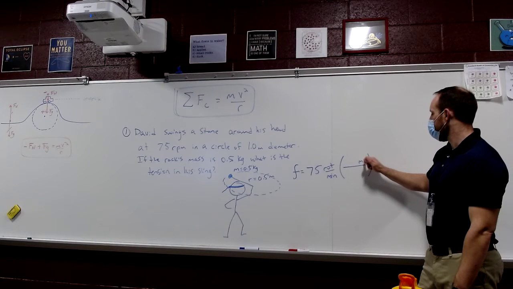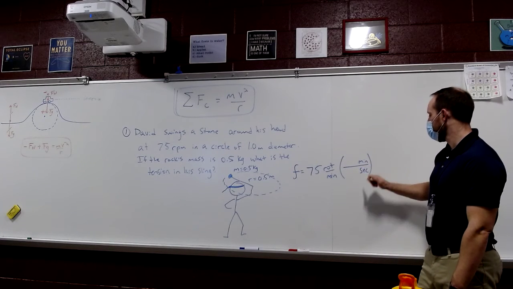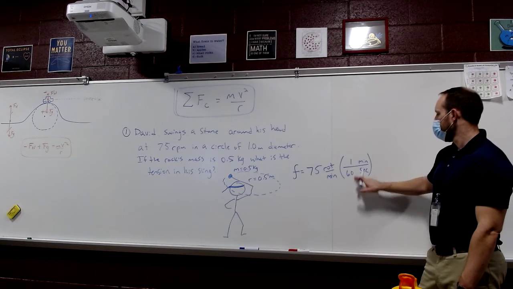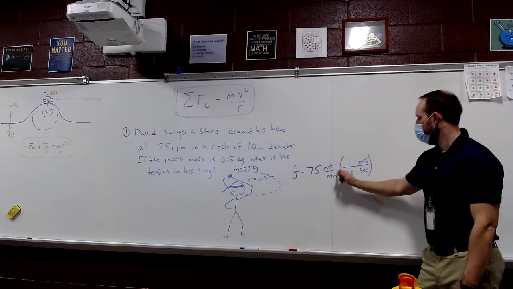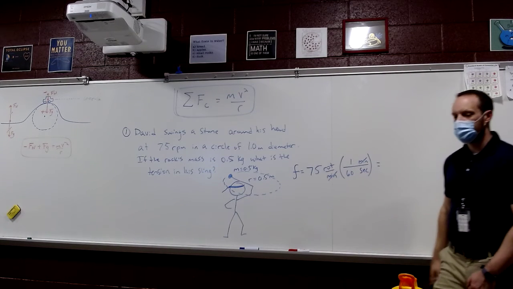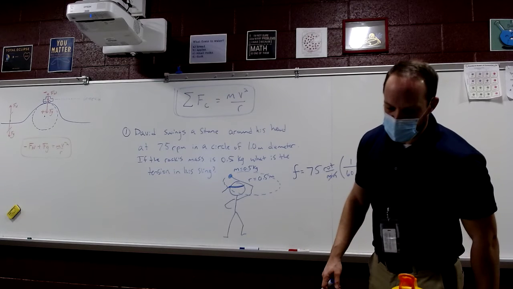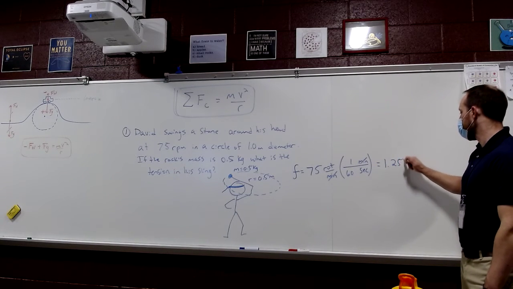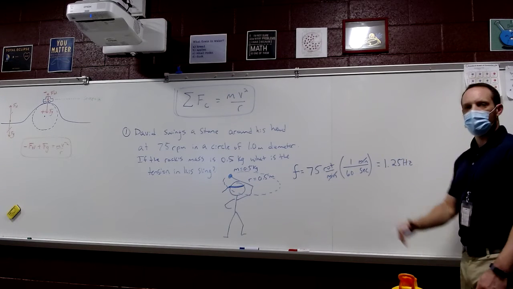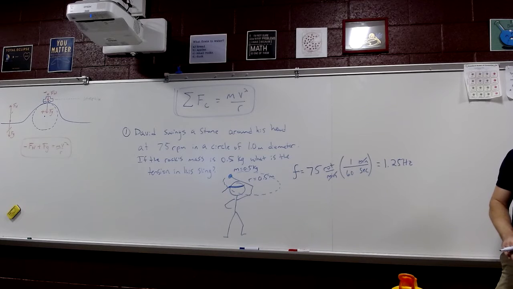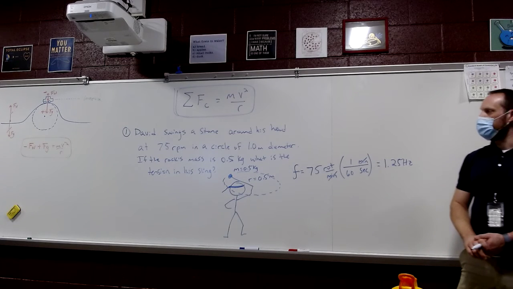So I need to convert minutes to seconds. 1 minute is made of 60 seconds. So if I cancel out the minute, and I do 75 over 60, I'll figure out what his frequency is in hertz. So this comes out to be 1.25 hertz. So the rock goes 1 1/4 times around every second. And I need to use this to find the tension in the sling.